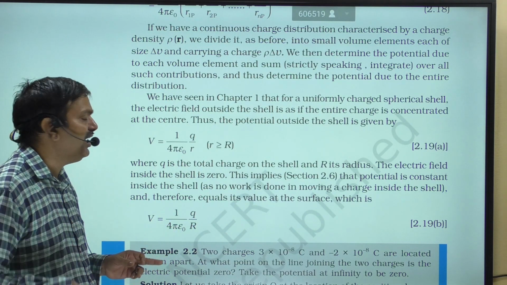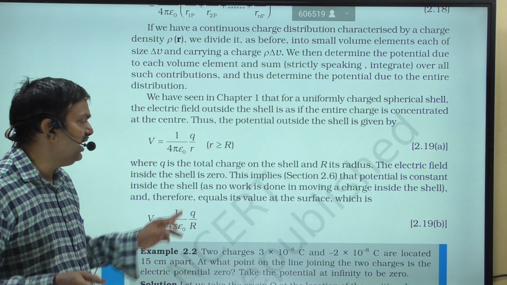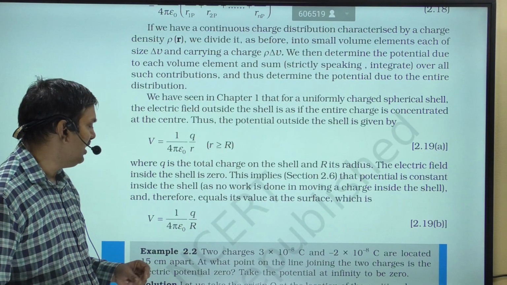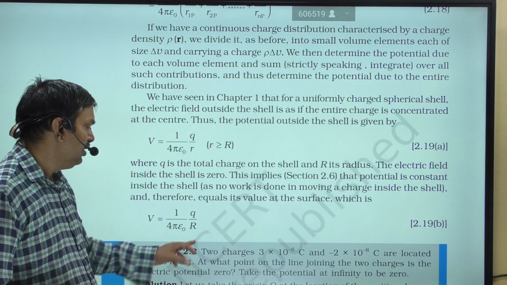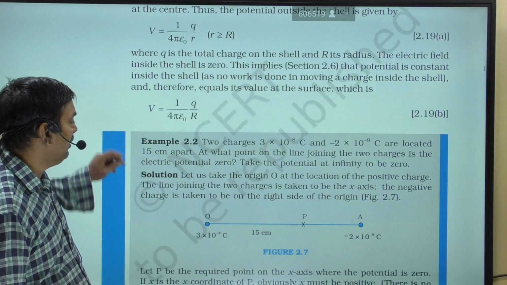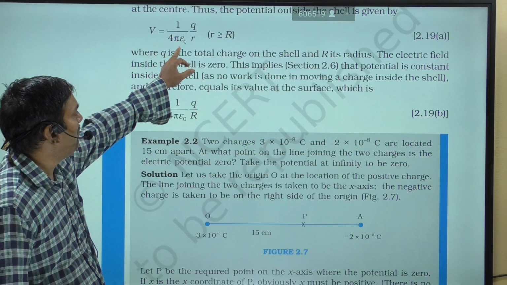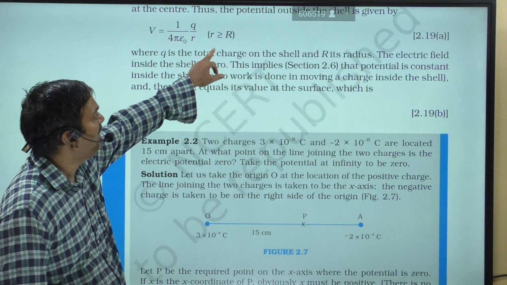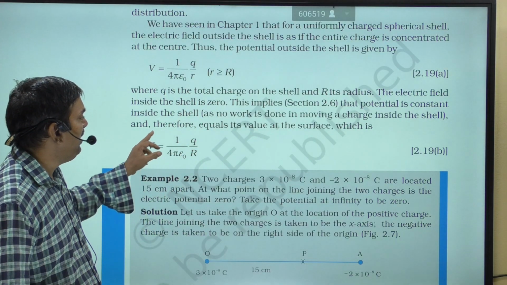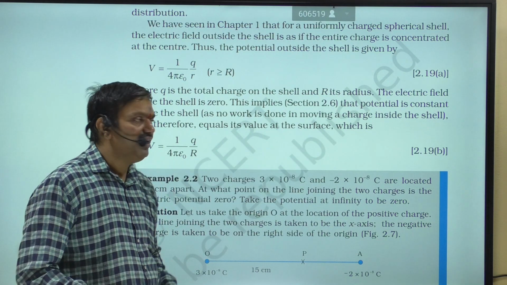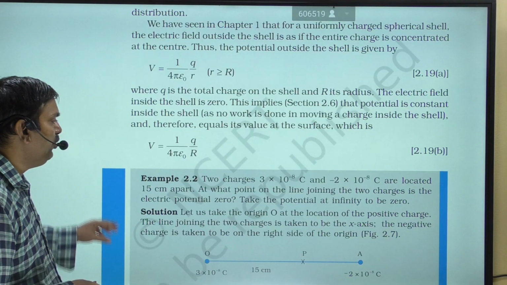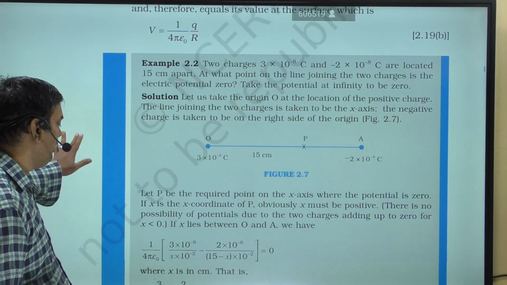You just assume a spherical shell and you have three options here. You can take a point outside the shell, whose distance is greater than the radius of the shell, and you can take a point exactly on the shell, whose distance is equal to the radius of the shell. So V is equal to 1 by 4 pi epsilon naught Q by r if the point lies outside the shell, and if it is exactly equal to the radius, that means at the surface, the potential is 1 by 4 pi epsilon naught Q by capital R. That is how you can do some numericals also based on this.